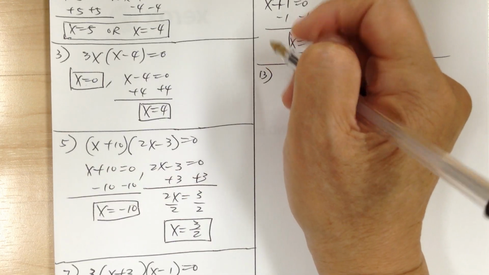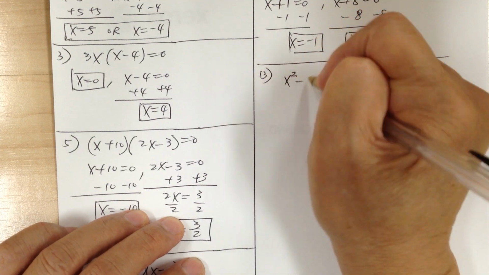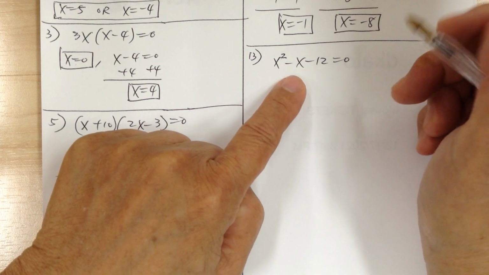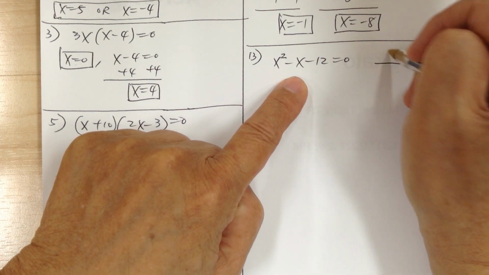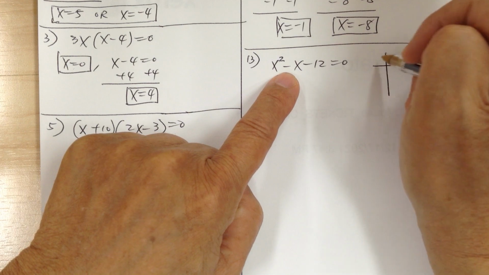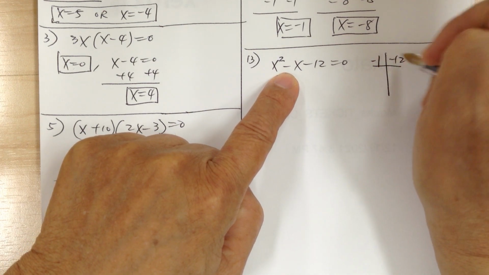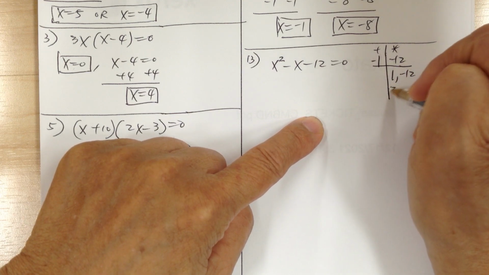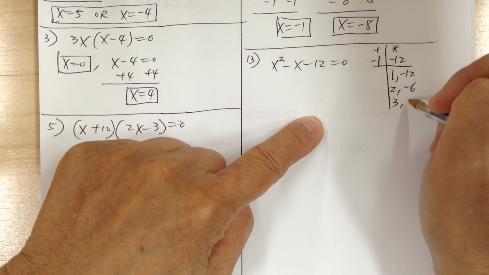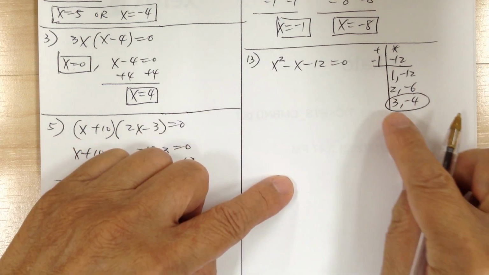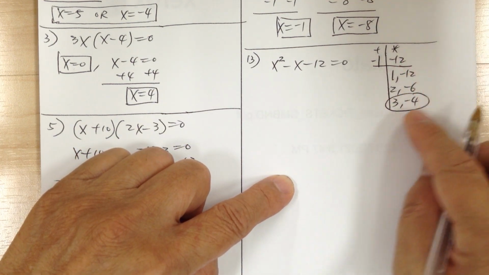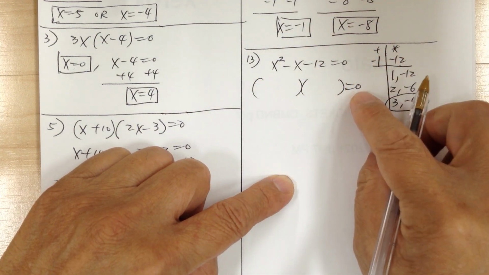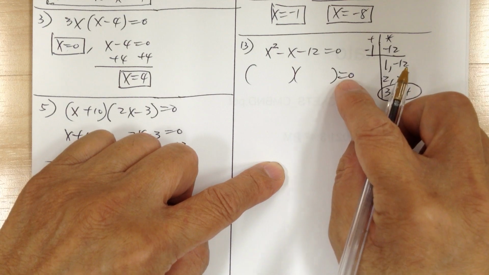Okay, 13. Got x squared minus x minus 12 equal to 0. So again, you have to do factoring yourself. So go through the steps. Master product, right? Step 1, step 2, step 4. So you're going to get negative 1, negative 12. So 1 comma negative 12, 2 comma negative 6, 3 comma negative 4, and that's the correct one, right? Again, 3 times negative 4 gives you negative 12, 3 plus negative 4 gives you negative 1. And make sure you have equal to 0. That's very important when you have an equation.